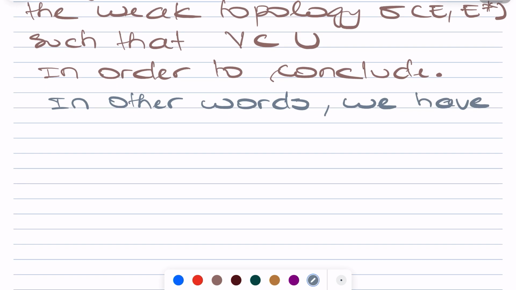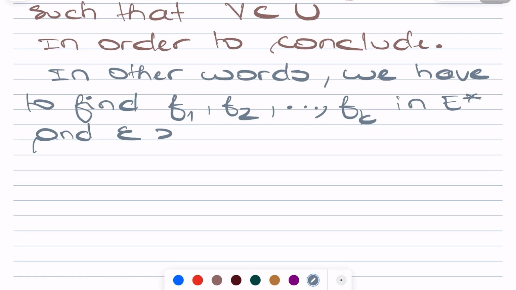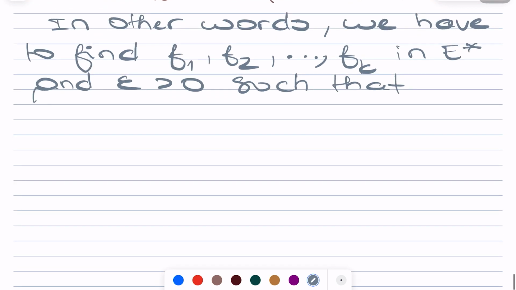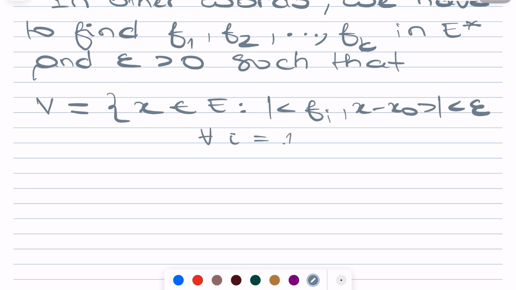In other words, you have to find, because remember, we actually characterize a basis of neighborhoods of a point x0 in the weak topology. So we have to find, say, f1, f2, just to be consistent with what we've been doing so far, fk in the dual space, and epsilon positive, such that V, defined to be the set of x in E such that |fi(x - x0)| < epsilon for every i moving from 1 to k, is such that this V is contained in U.